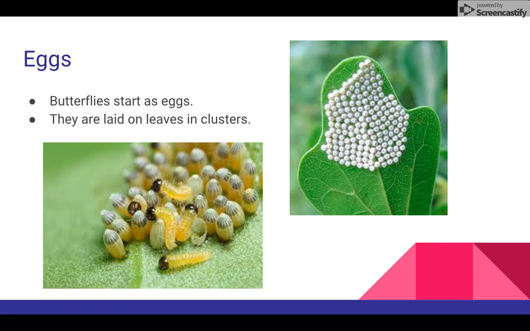The first stage of a butterfly's life is the egg. The eggs are very small and usually laid on leaves. The size and shape of the eggs can change depending on what type of butterfly they are, and they're usually found in clusters.